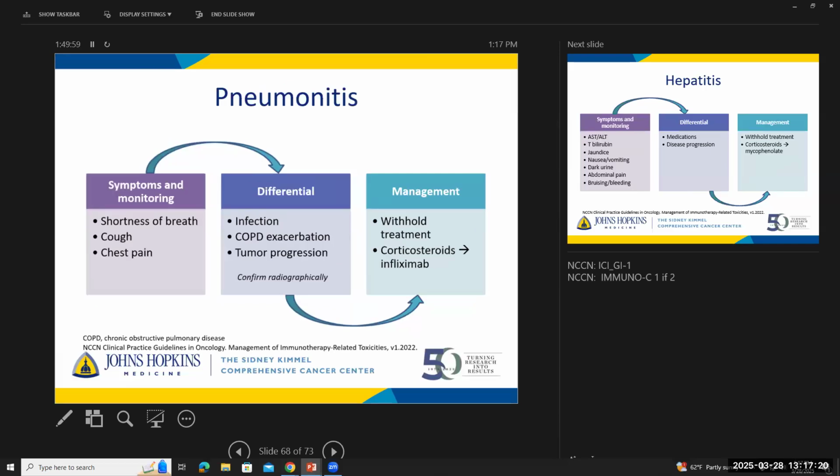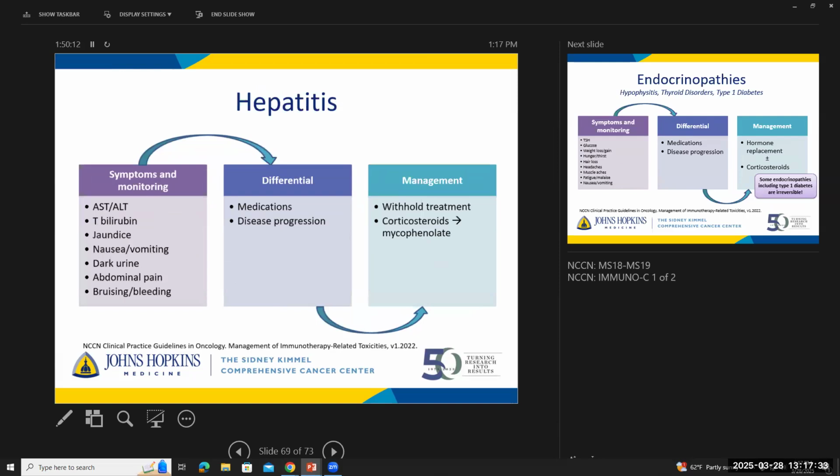Similarly with pneumonitis, if the patient's steroid refractory, we can also use infliximab. Another therapy we can see is IVIG. Again, we're just trying to globally suppress that overactive immune response. For hepatitis, we are not going to use infliximab. Why? Because infliximab has been shown to cause hepatotoxicity in some patients. So here, our steroid refractory option is mycophenolate. You guys learned about mycophenolate before? Okay.